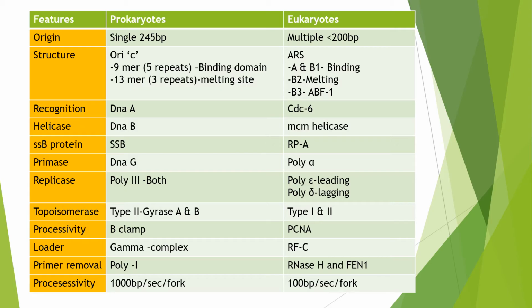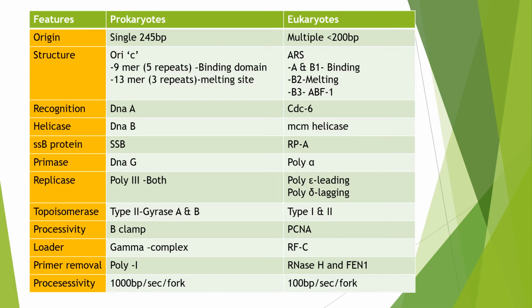Next we shift to the differences, or the proteins involved in prokaryotes and eukaryotes which carry out each step. The mechanism is the same in both organisms, but the proteins involved in carrying out each step make the process different in prokaryotes and eukaryotes. The first feature is origin of replication. In prokaryotes, there is only one ORI site which is of 245 base pairs, whereas in eukaryotes there are many ORI sites and they are usually less than 200 base pairs.